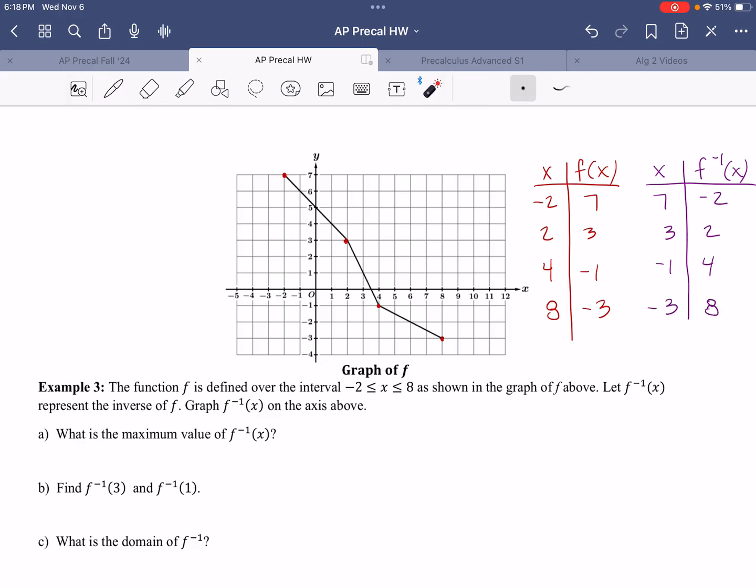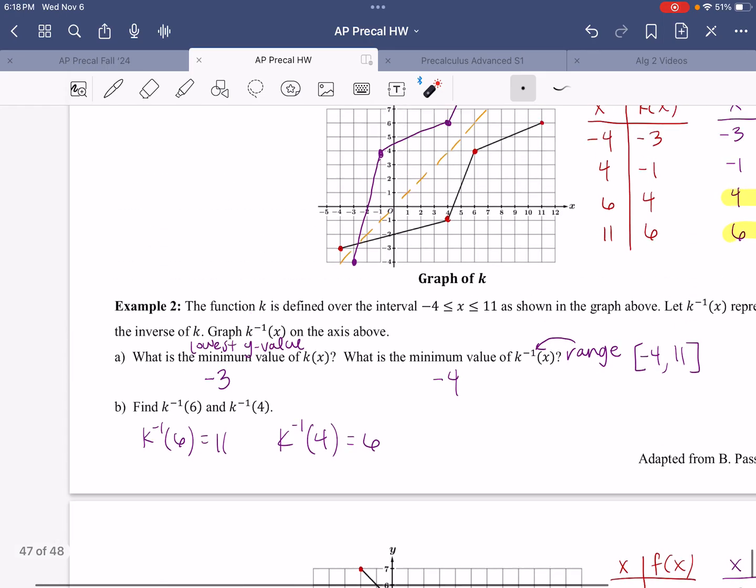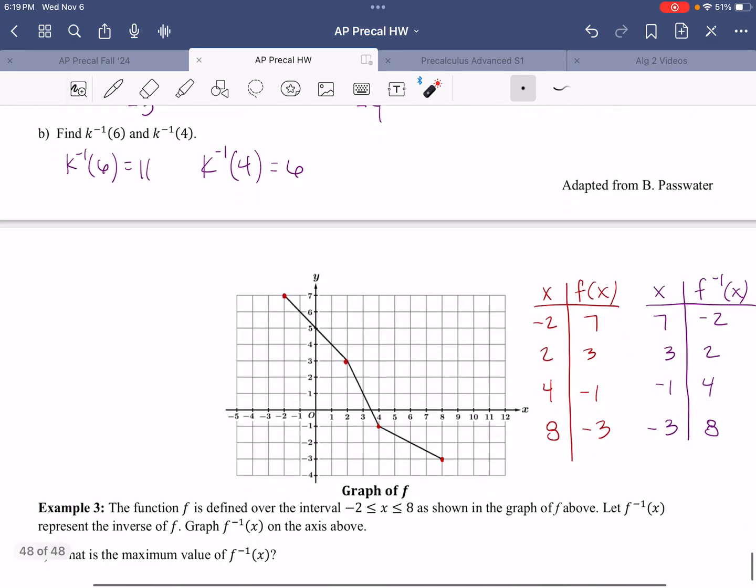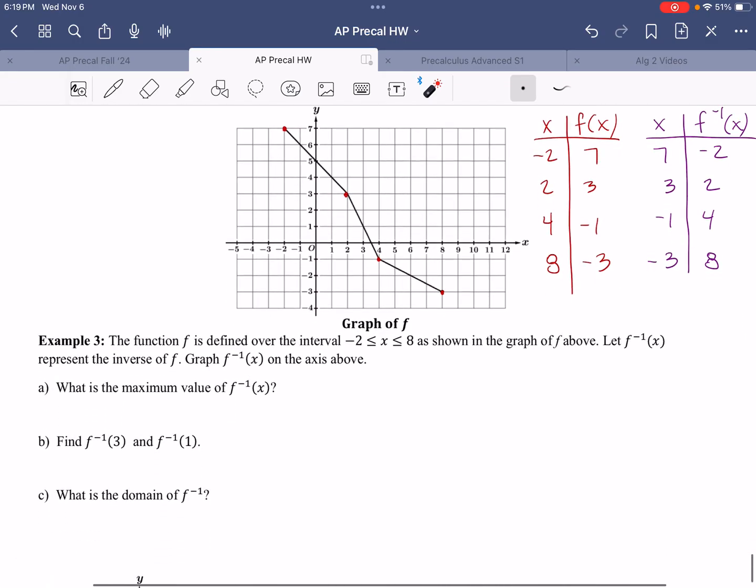Oh, notice that these graphs, like this one, has been strictly decreasing, even though it's decreasing at different rates. Same thing for the one up here. It was increasing always, even though the rate of change was different, and it would pass the horizontal and vertical line test, the original function. Forgot to mention that on the last one. Okay, so plot these new points, 7, -2, 3, 2.